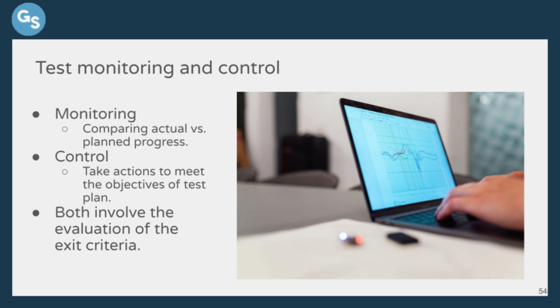Test monitoring actually means to continuously compare the actual progress against planned progress, and for that we will use any test monitoring metrics that we have defined during the test plan. Test control involves taking actions necessary to meet the objectives of the test plan, which may be updated over time. What both test monitoring and test control include is the evaluation of the exit criteria, which are the criteria for all testing activities to stop. In some SDLC models, exit criteria are called definition of done.